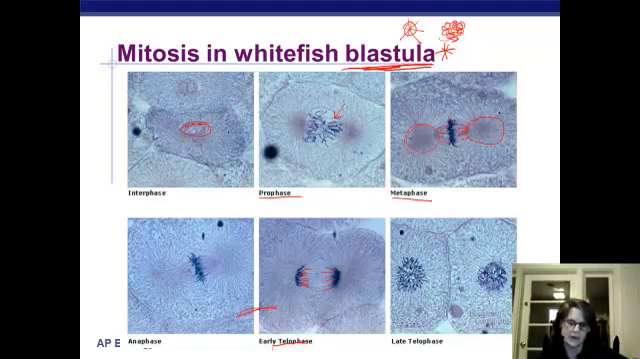But early telophase, we are starting to get 2 nuclei almost to the point where they're reforming. And this is late telophase, where the chromosomes are actually starting to get indistinguishable again, and you can see where we've got a new cell membrane formed in between.